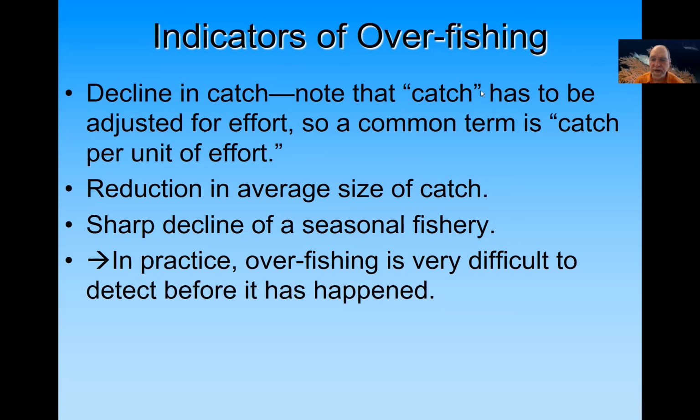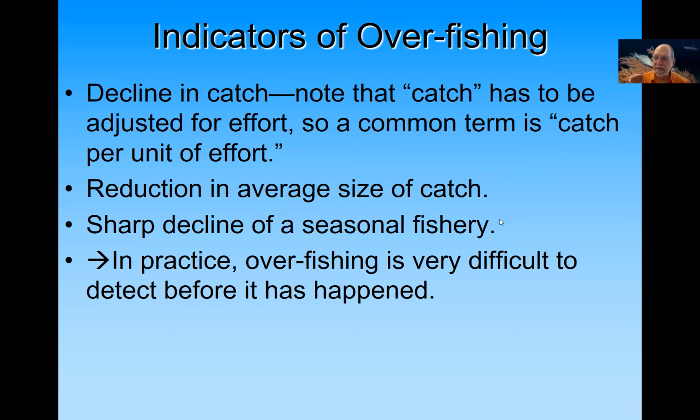So in order to fully use catch as a metric of the health of the fish population, we have to adjust the catch for effort. And the term is catch per unit of effort, or CPUE. And so reductions in the catch per unit of effort are indications of a declining fishery, overfishing. Reduction in the average size of the catch. The average size of individuals that are caught is also a measure or indication of overfishing.